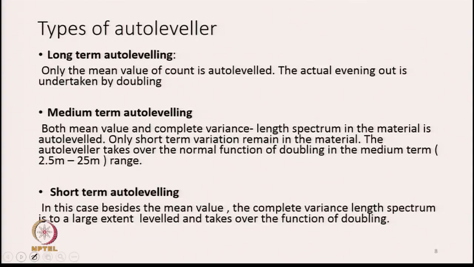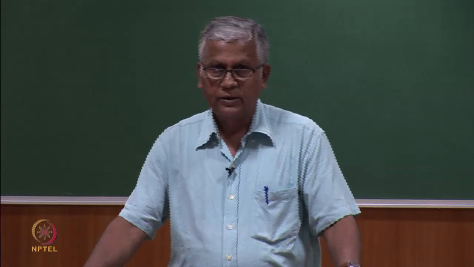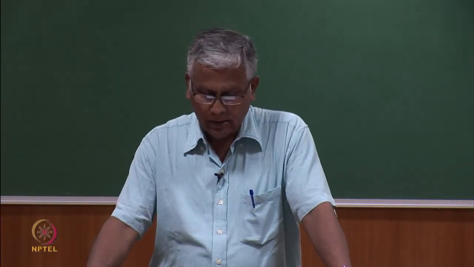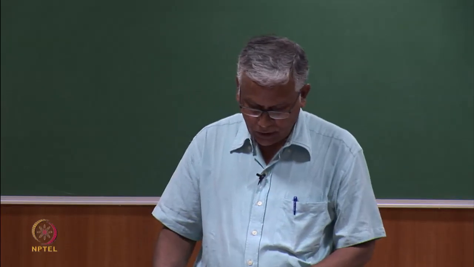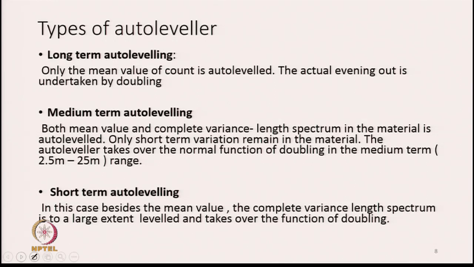Then comes medium term autolevelling. Such autolevellers will be able to control both the mean value of the sliver as well as the complete variance length spectra in the material. Only very short variations remain in the material which it cannot control. So, it controls the mass variation in the length spectra starting from medium term variation to long term variation. That entire spectra it will try to control, but short and very short term it cannot control. That means the autoleveller takes over the normal function of doubling in the medium term, that is 2.5 meter to 25 millimeter range.